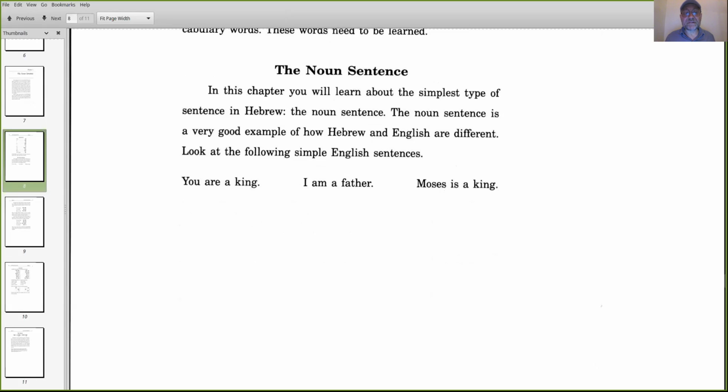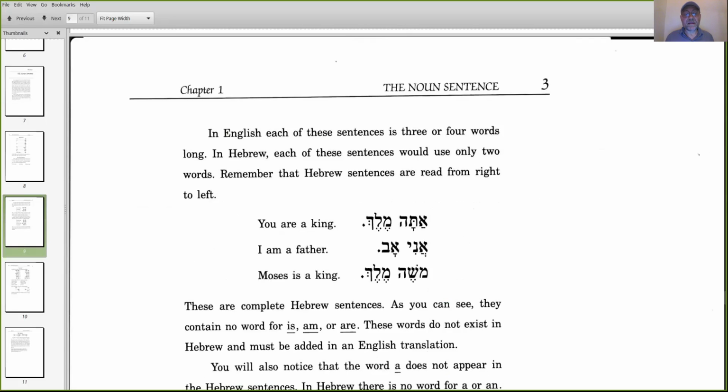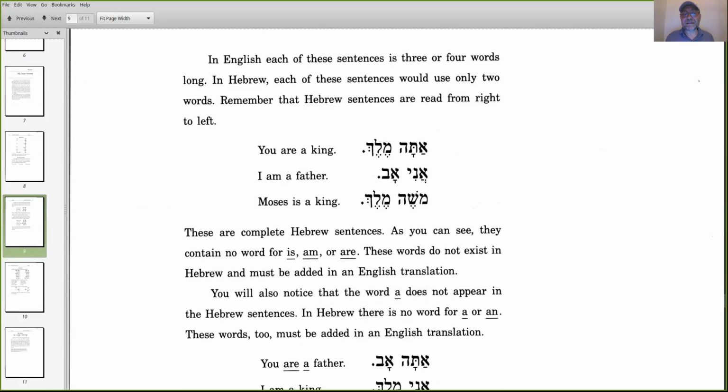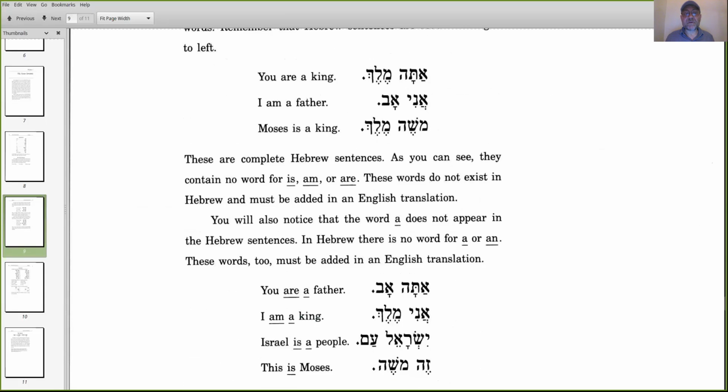The noun sentence is a very good example of how Hebrew and English are different. Look at the following simple English sentences. You are a king. I am a father. Moses is a king. In English, each of these sentences is 3 to 4 words long. In Hebrew, each of these sentences would use only 2 words. Remember that Hebrew sentences are read from right to left. Okay, so let's see what we have here. We have Ata Melech.